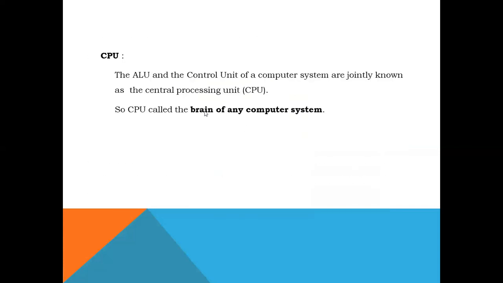Then next, also one point, CPU. CPU means Central Processing Unit. The ALU, Arithmetic and Logic Unit, and CU, Control Unit of a computer system are jointly known as the Central Processing Unit. So, CPU is called the brain of a computer system.